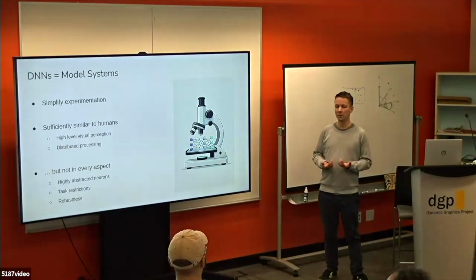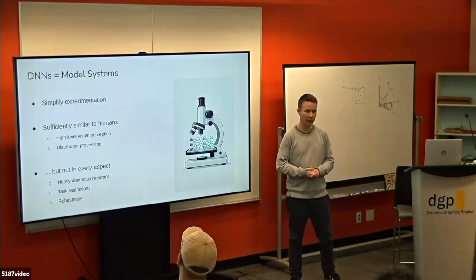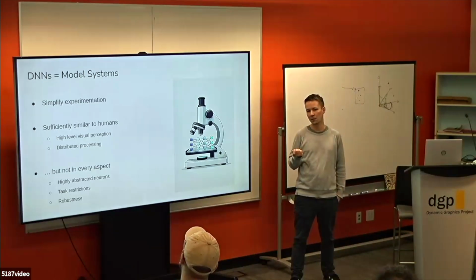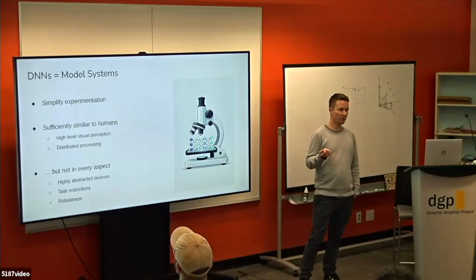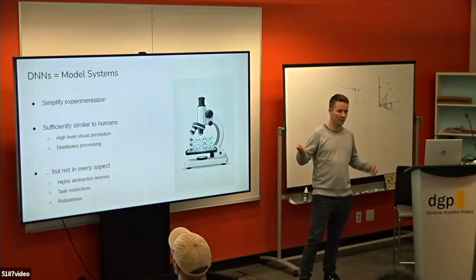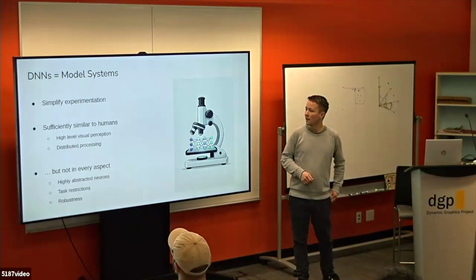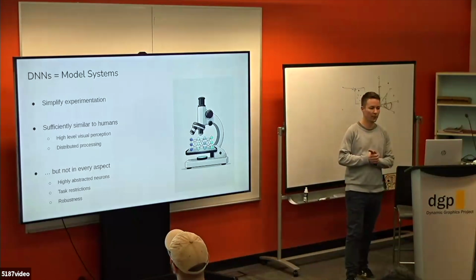And DNNs can actually be regarded in a very similar way. They simplify experimentation a lot. I mean, you can perfectly observe, noise-free, every neuron in the DNN. You don't have memory effects. One very annoying thing when you run experiments with human subjects is that they remember what they've seen a few trials back, and you always have to fight against that. In DNNs, you can perfectly control this. So they simplify experimentation a lot.